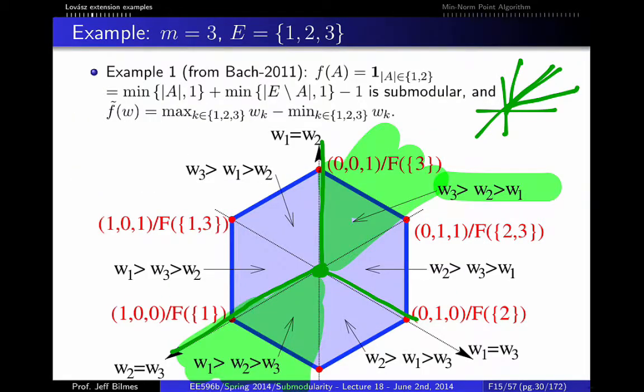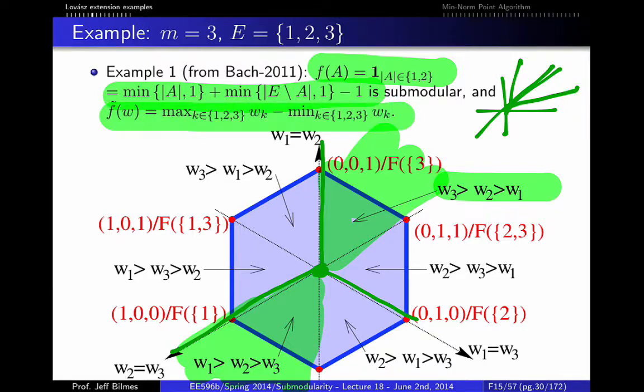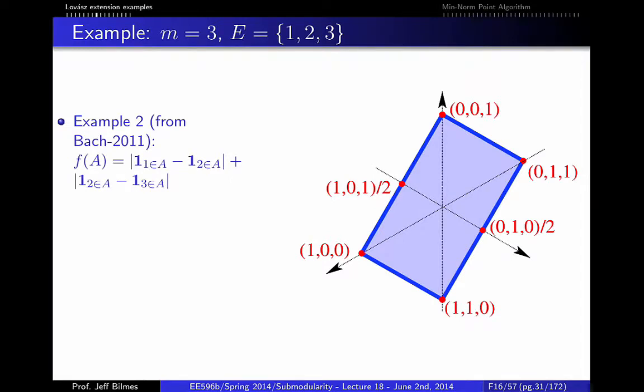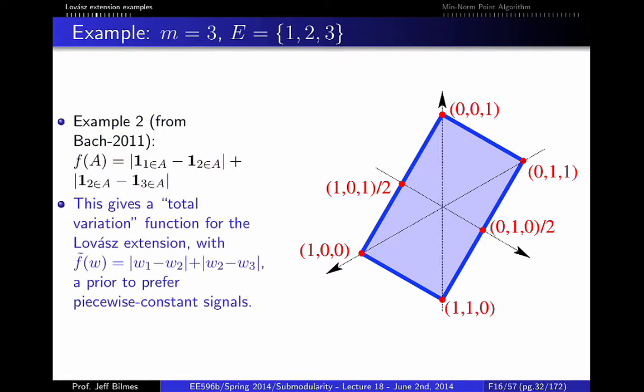But what one can do then is, this is a submodular function. This is just a nice way of writing it, and it gives us a Lovász extension of this form. So it gives us the Lovász extension for these various different submodular functions. Here's one Lovász extension which corresponds to the total variation. This is the submodular function, and it corresponds to the total variation Lovász extension.